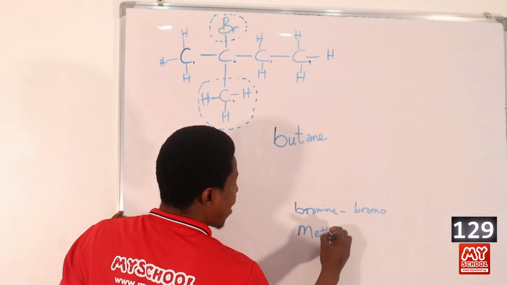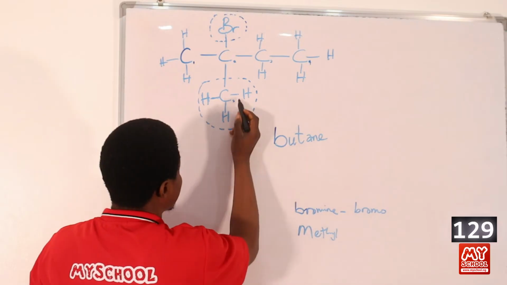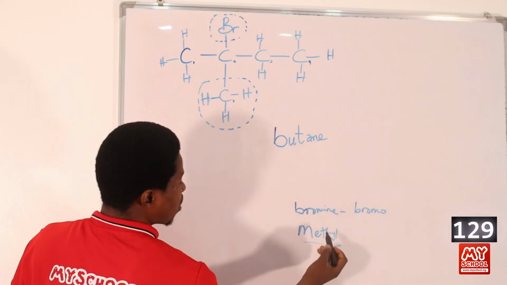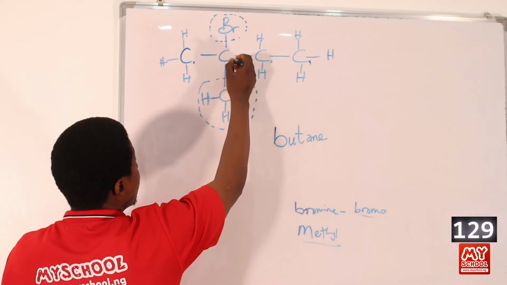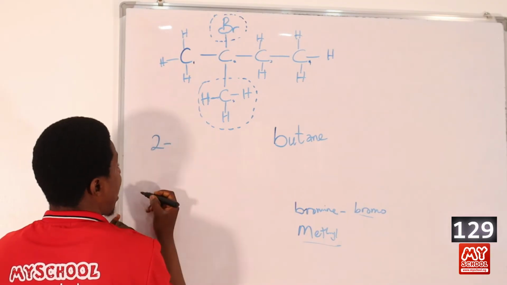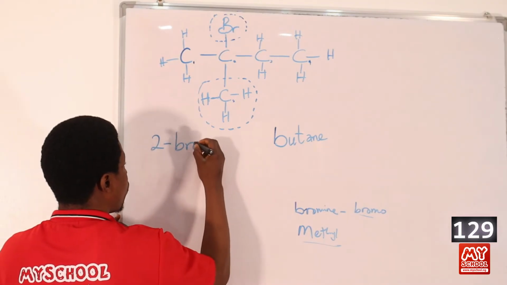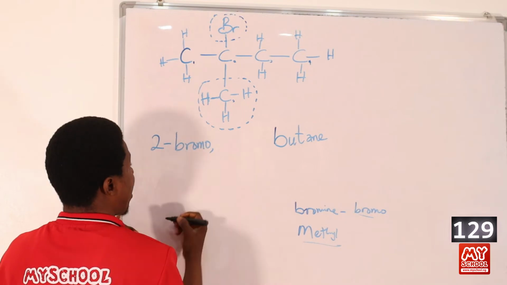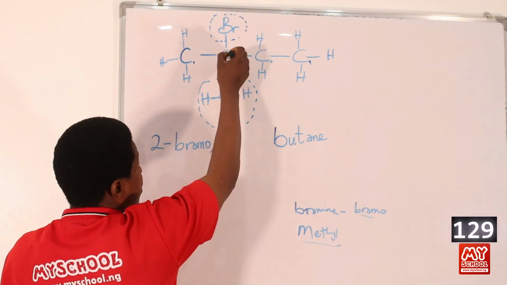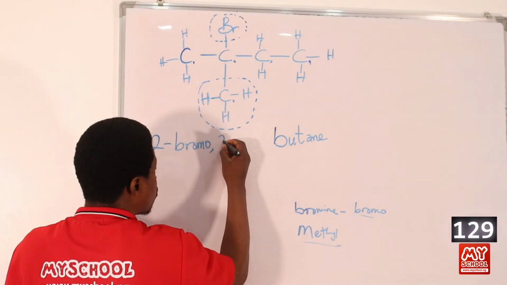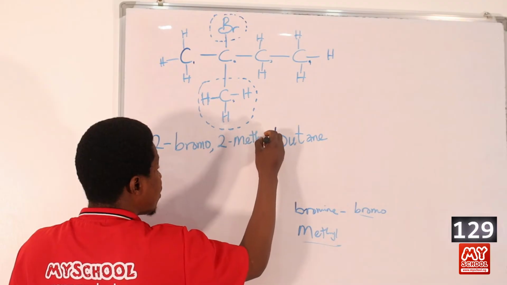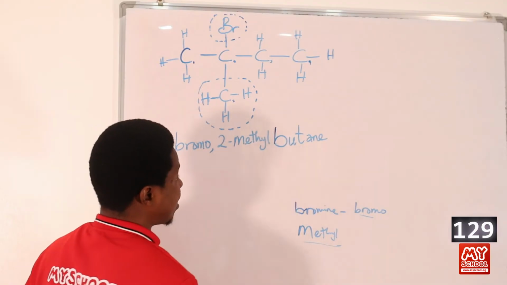Then where we have this, the CH3, we call it methyl, okay. So we are going first with the bromo, and it is on carbon what? Carbon 2. So we will say 2-bromo, comma, we have another one here which is methyl, on what carbon atom? Still on carbon 2. So that will also be 2-methyl butane. So that's the name of that.